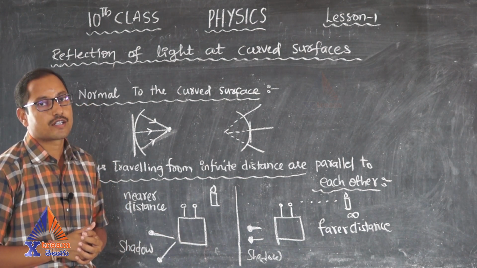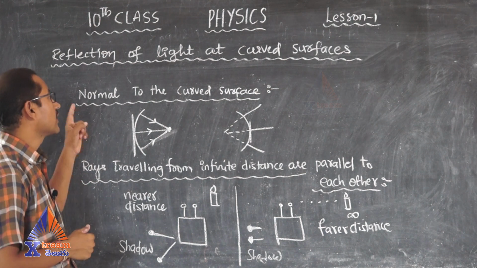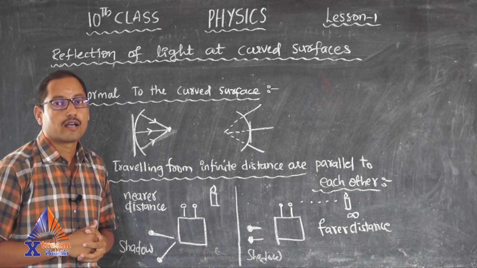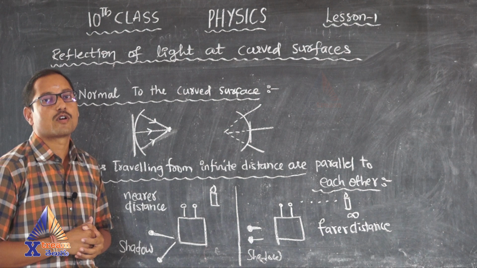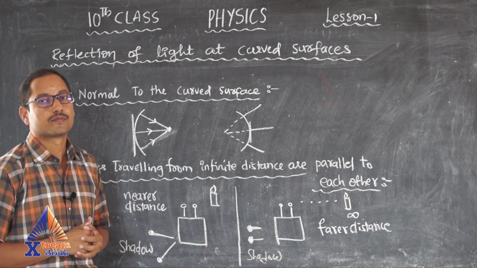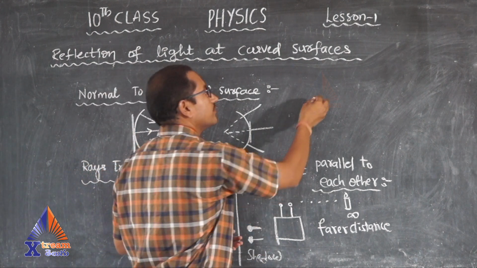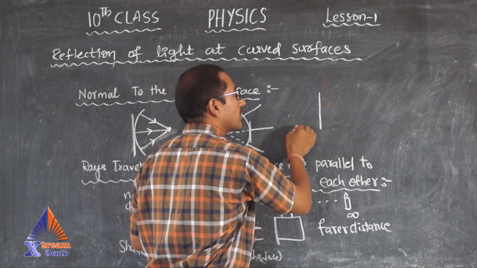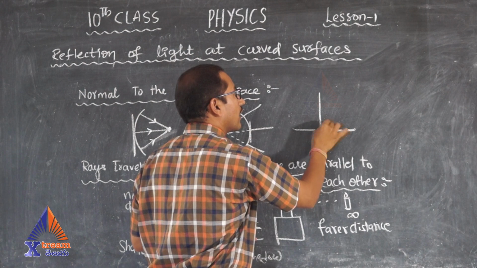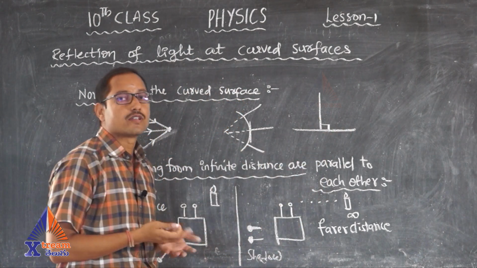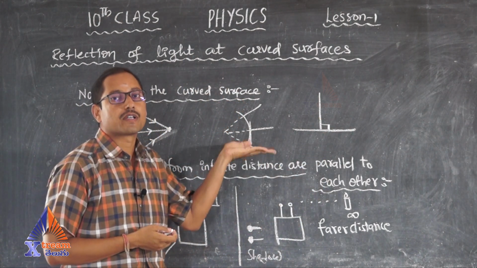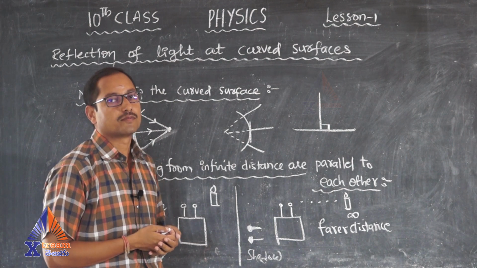First, let us concentrate upon topic number 1, that is nothing but what is normal and how normals are to be drawn for a curved surface. First of all, let us understand what is the meaning of normal. Normal is nothing but a perpendicular line which is imaginary to a given surface is called as normal.